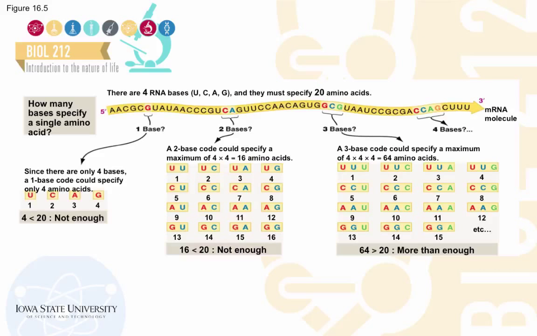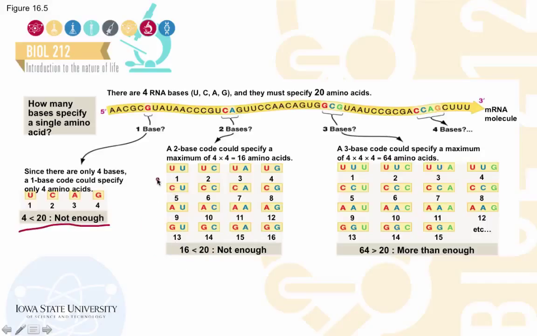The way that scientists worked out how the information in DNA coded for information in proteins, they reasoned that there were only 4 bases within RNA that must specify in some way for 20 amino acids that are used to build proteins. If each base coded for just one amino acid, they would only have a code for 4 amino acids. So that wouldn't be enough because we need codes for 20 amino acids.